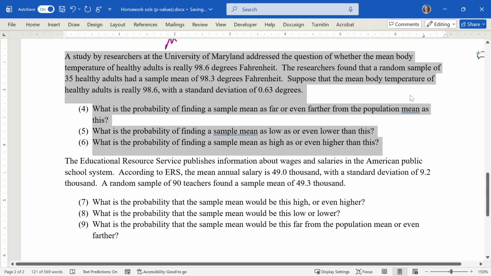So a study by researchers at the University of Maryland addressed the question of whether the mean body temperature of healthy adults is really 98.6 degrees Fahrenheit. The researchers found that a random sample of 35 healthy adults had a sample mean of 98.3 degrees Fahrenheit. Suppose that the mean body temperature of healthy adults is really 98.6 with a standard deviation of 0.63 degrees.